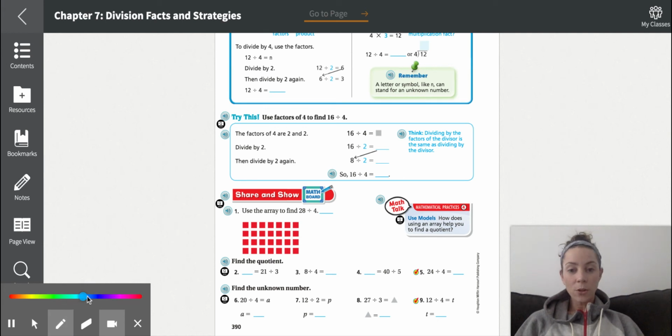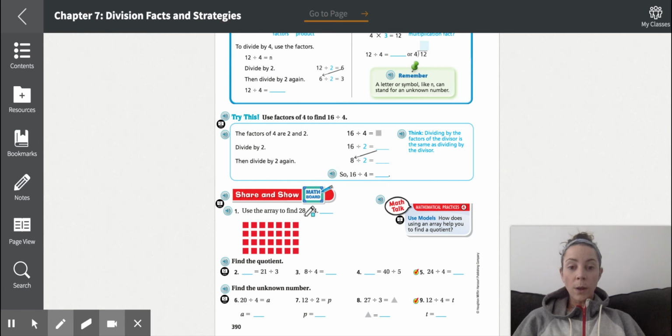Okay, so I'm going to show you how to do the share and show now. The first one says use the array to find 28 divided by 4. 28 is the total, so I know there's 28 total red squares. 4 in this picture is 1, 2, 3, 4. It's the rows. 1 row, 2 rows, 3 rows, 4 rows.